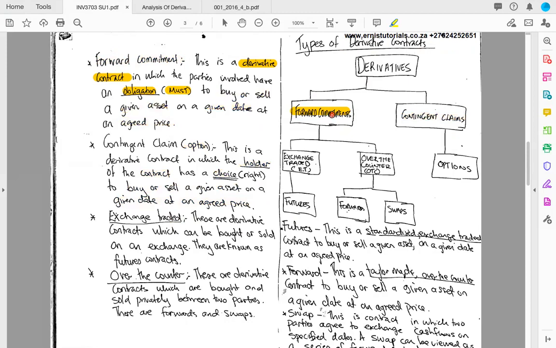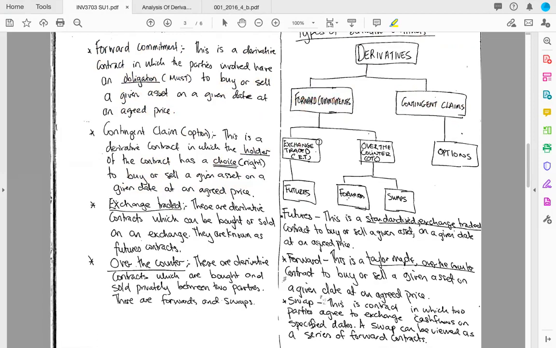So I hope you appreciate that. Okay, so I've explained these two. I've explained what we mean by forward commitments and contingent claims. Now let's talk about what we mean by an exchange traded derivative and an over-the-counter derivative.